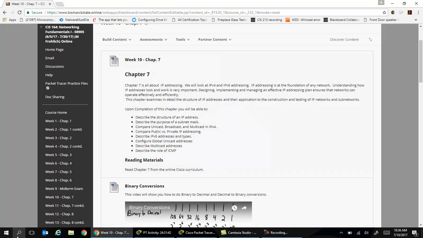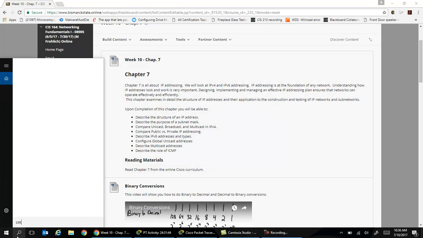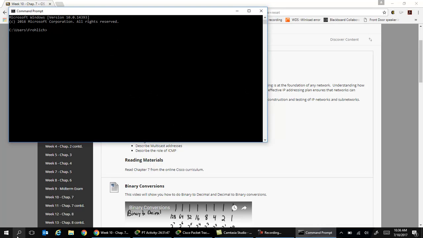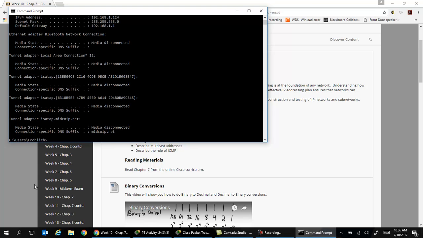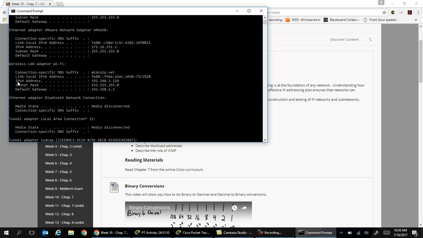You can go to any Windows computer, open the command prompt, and type in ipconfig. This will show you the IP address that you have on the network. For example, on my wireless card, I have an IP address of 192.168.1.124. That IP address uniquely identifies my laptop, and it must be unique on the network. No two devices can have the same address on the network. Otherwise, we wouldn't know which one to deliver to.